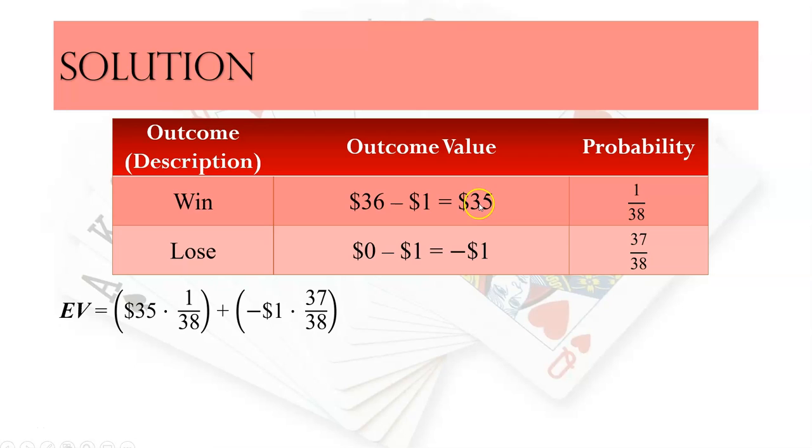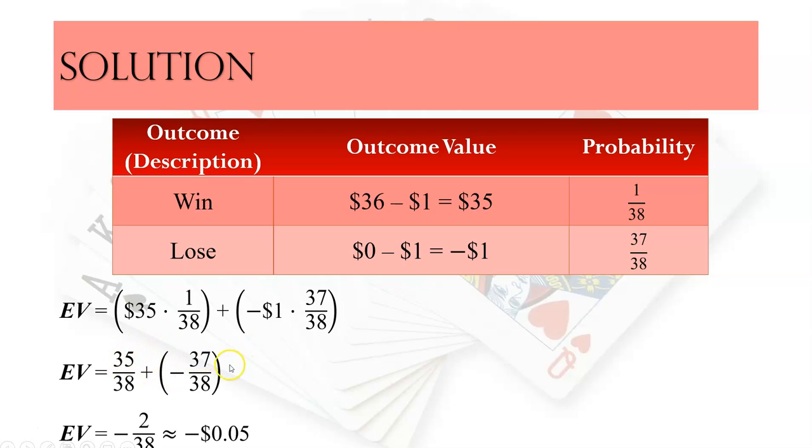So I multiplied each value times its probability and added each piece. I got 35 times 1 over 38 plus -1 times 37 over 38, which is negative 37 over 38. Since these have common denominators, I just added the top. 35 plus negative 37 is -2 over 38. And at the end is when I divided to change it to decimal form. This comes out to be about negative 0.05, which is about 5 cents.